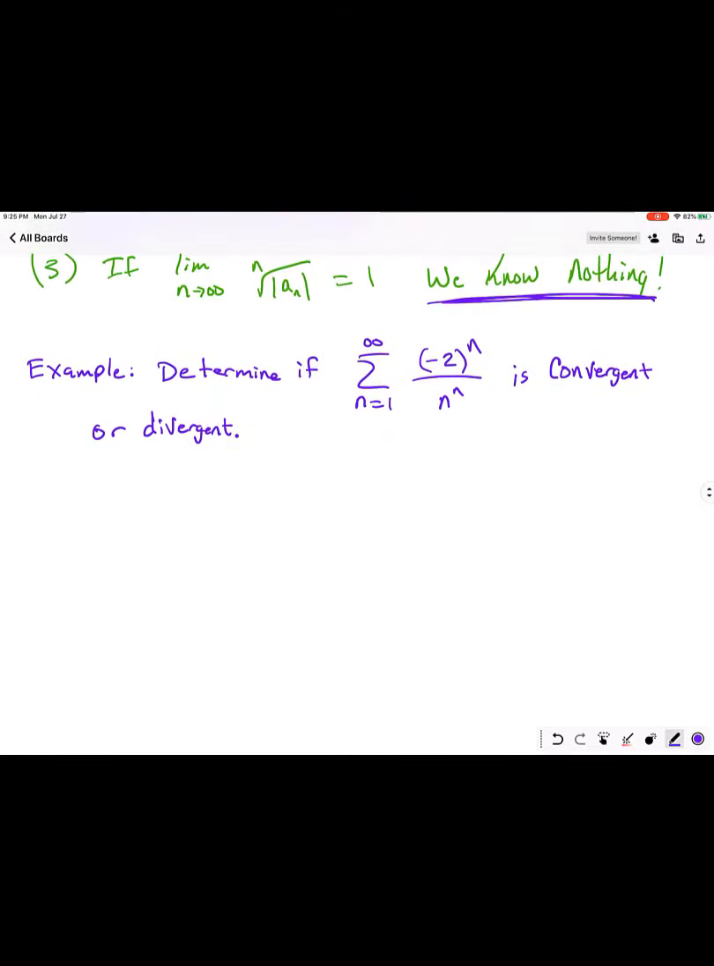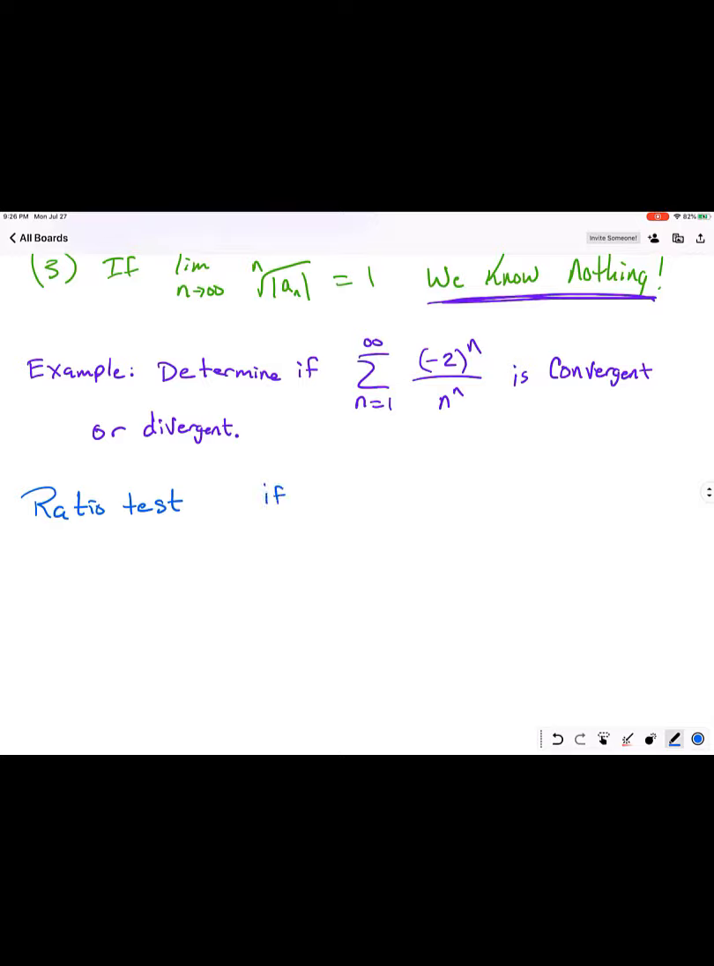So let's look at an example. Determine if the summation of n equals 1 to infinity of minus 2 to the n divided by n raised to the n is convergent or divergent. So I mentioned before that usually my go-to test, if I'm not being told specifically what to do, is the ratio test. Now, I use the ratio test first, usually, unless I've been told to do something else, or it's easier for me to see that some other test might be better.